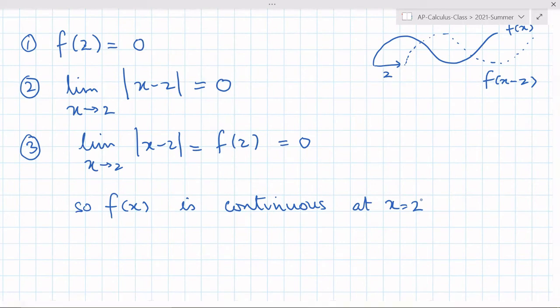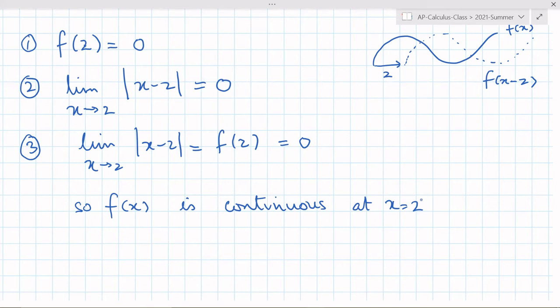That is how you will check whether any function is continuous somewhere. You check that the function is defined at that x. You will check that the limit exists at that x. And then you'll check that those two things are equal, the value and the limit. If any of these conditions fails, then the function is not continuous there.